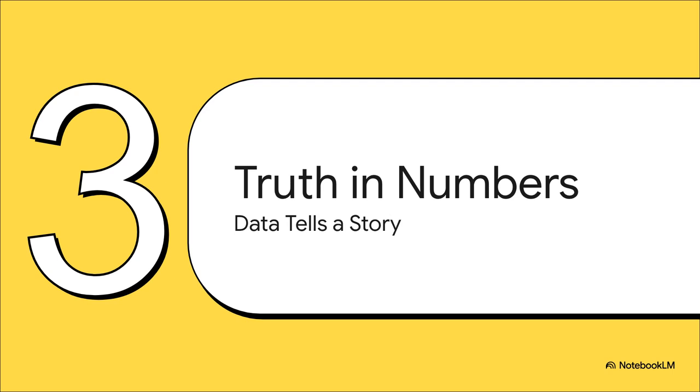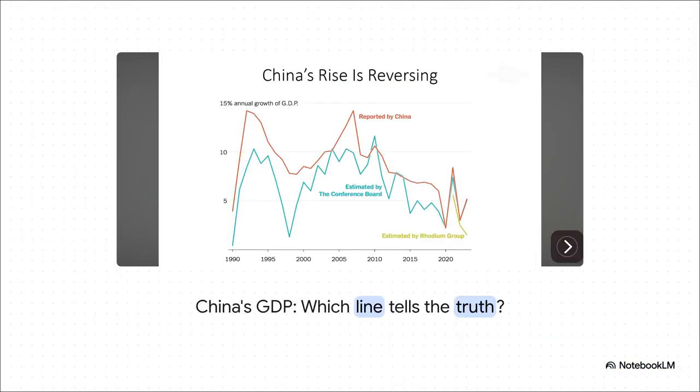Okay, so we've seen this in history and politics. That makes sense. But numbers are supposed to be objective, right? Just cold, hard data. Well, our third and final clue is going to challenge that very idea. Take a look at this chart. It's supposed to show China's annual GDP growth. Simple enough. But hang on a second. There are three different lines here. One is the official number that comes from China. The other two, they're from independent groups. So the question becomes, which one tells the real story?